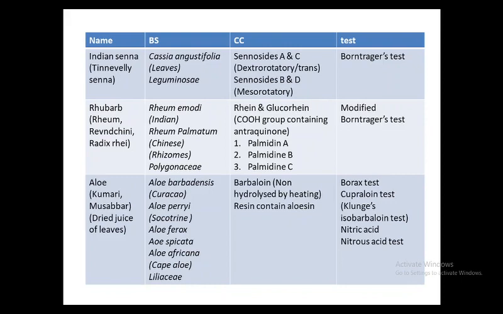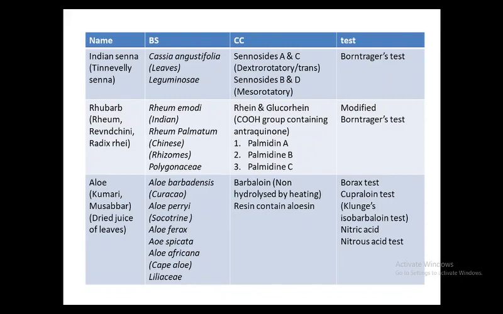Then next is aloe, which is also known as Kumari or Musabbar. These are obtained from different sources: Aloe barbadensis, also known as Curacao aloe, then Aloe perryi, also known as Socotrine aloe, then Aloe ferox, then Aloe spicata, then Aloe africana, this is known as Cape aloe, belonging to family Liliaceae. These are the dried juice of leaves. So the aloe leaves contain the juice, and this dried juice contains the glycoside.